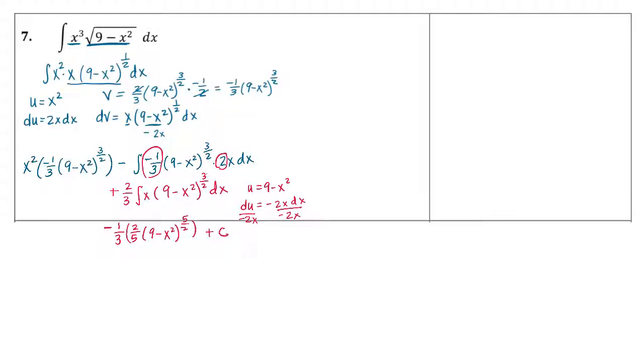And we can put all that together. Just don't forget this portion here would also come down. So let's go ahead and write in that final answer. Let's put it all back together. So the final answer here, you have x squared times negative 1/3 times 9 minus x squared, all raised to the 3 halves. And then we have minus 2 over 15 times 9 minus x squared to the 5 halves, and then plus c.